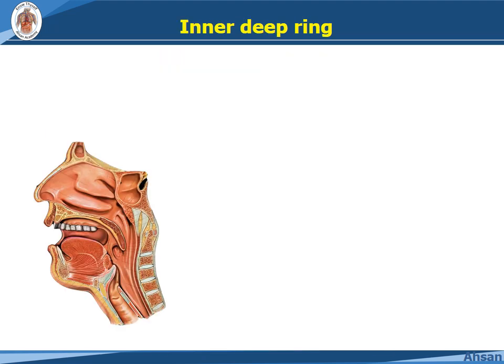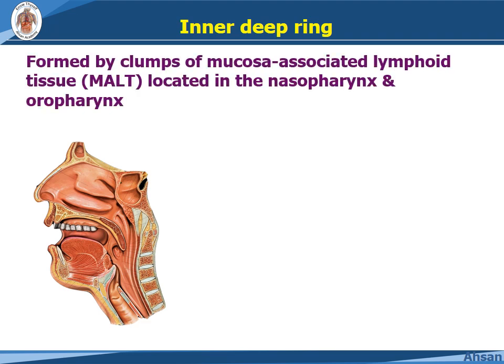Let us discuss the inner ring, which is formed by a group of lymphoid tissue. These lymphoid tissues are present in the submucosa and associated with the nasopharyngeal area as well as the oropharyngeal area. These are part of the MALT, that is mucosa associated lymphoid tissue. These together make Waldeyer's ring.